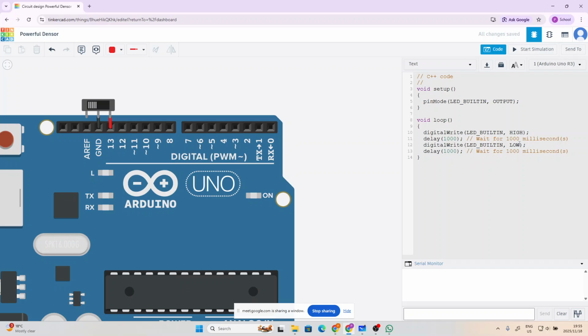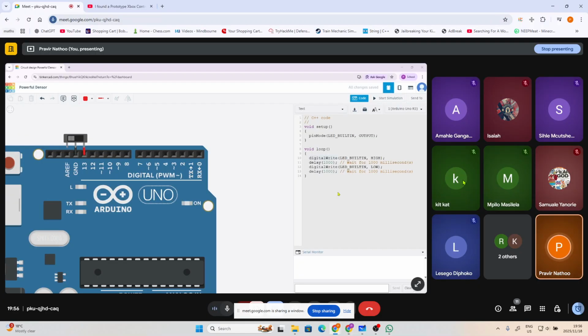What this is saying is digitalWrite. Who can tell me the difference between digital and analog write?